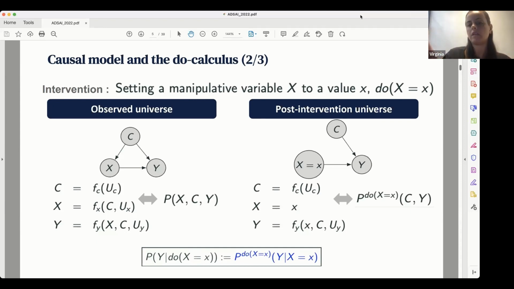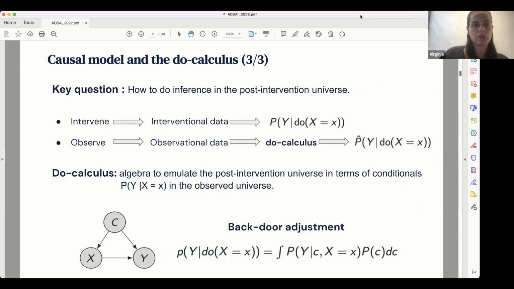And what we are interested in is the interventional distribution, because it allows us to reason about the effect of actions. So how do we do inference in this interventional distribution? We either intervene, and we collect data from the intervened system that can allow us to estimate this interventional distribution directly, or we observe, we collect observational data, and we use the do calculus to get an approximation of the interventional distribution. So for this talk, it's important to know that the do calculus is a set of rules that allow us to emulate the post-intervention universe in terms of distributions that can be estimated in the observed universe.